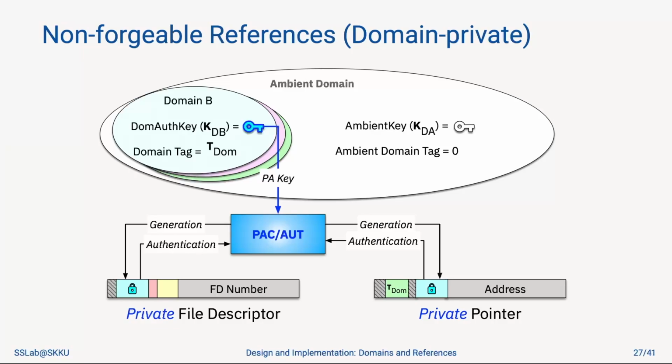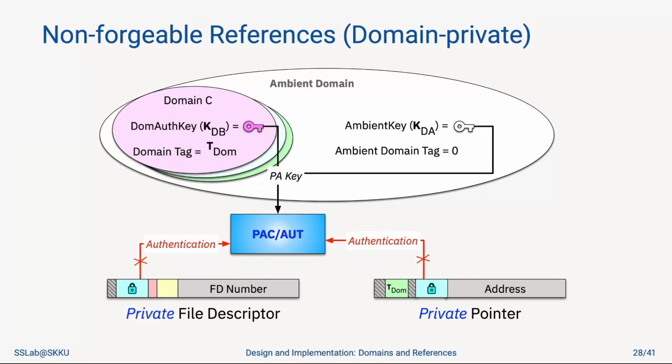Domain private references are signed and authenticated before they are used with the domain authentication key, the key DB. With this, they can only be successfully authenticated when the context is within the owner domain. When another key is inactive, or when the ambient key is used, authentication would fail.